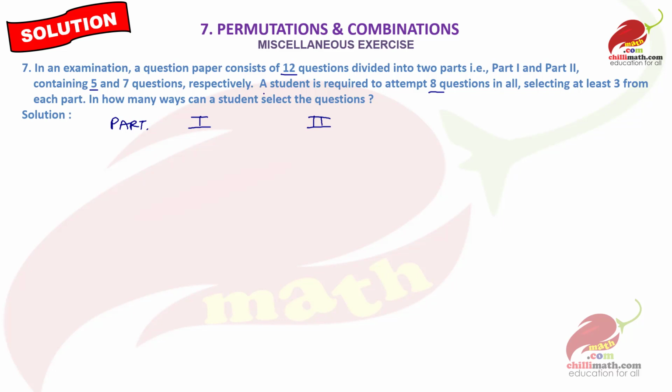Total 12 questions containing 5 in one and 7 in the second, and a student is required to attempt 8 questions. Okay, 3 at least from each part. So there are subparts like 3 questions from first part, then total we need 8, so 5 questions from second part, or 4 questions from first part, 4 from second part, or 5 questions from first part, 3 questions from second part.